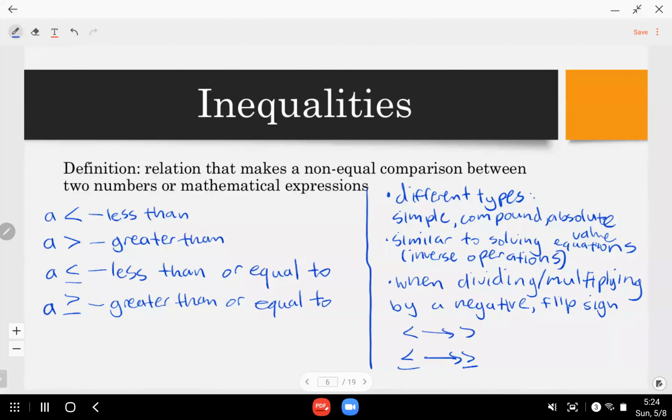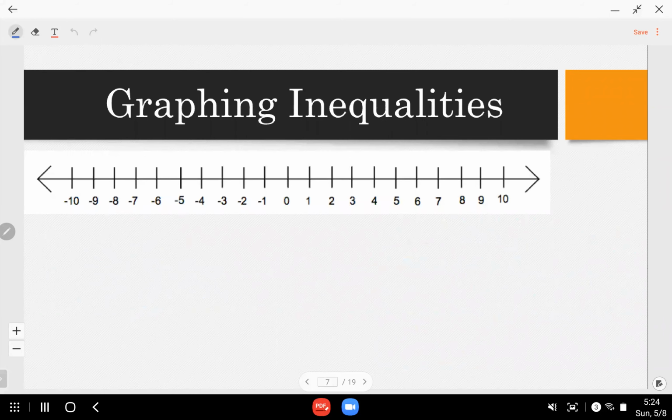So now let's go on to graphing inequalities. Basically, it's going to be from one point to the other, right? So when you graph inequalities, and this is just simple inequalities, right? Simple.